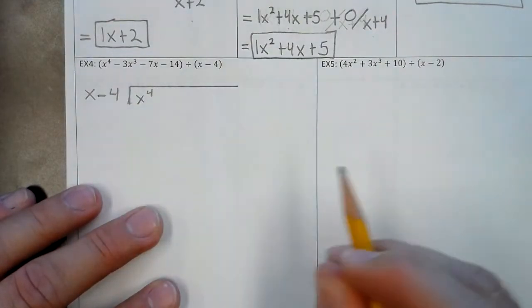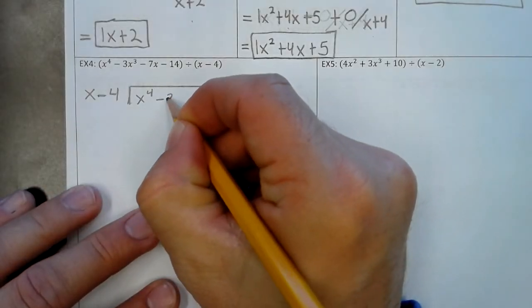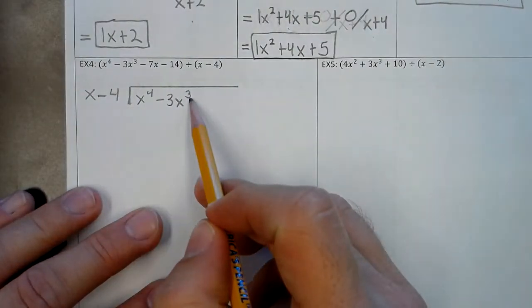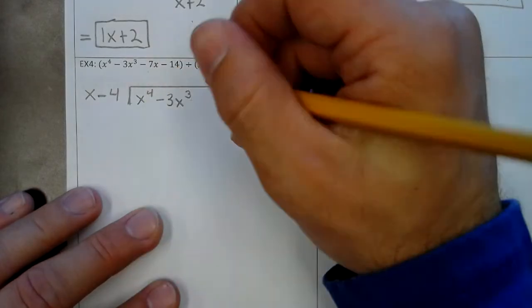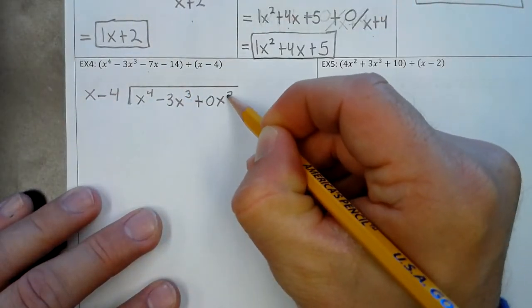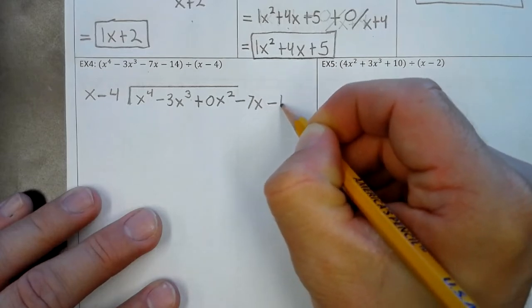So this is where I talked about in example 3. It matters in example 4. So you have x to the 4th minus 3x cubed. So far, these are in order by exponents. But here's the thing. You're missing an x squared, so you actually have to put plus 0x squared. Then minus 7x minus 14.